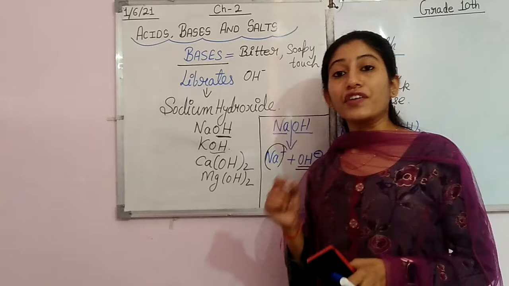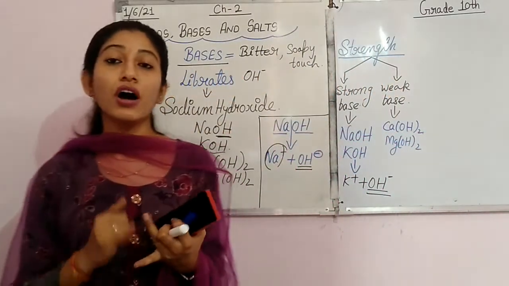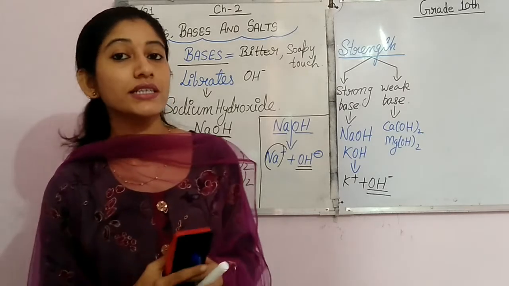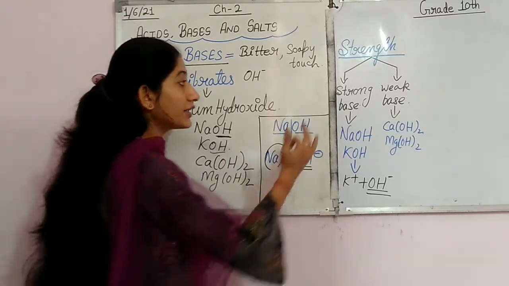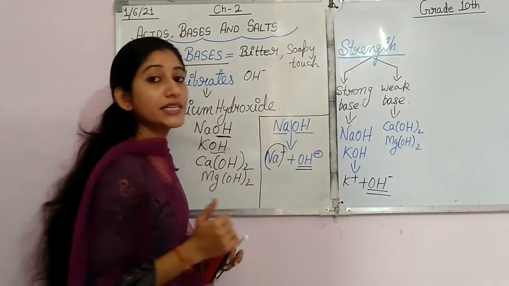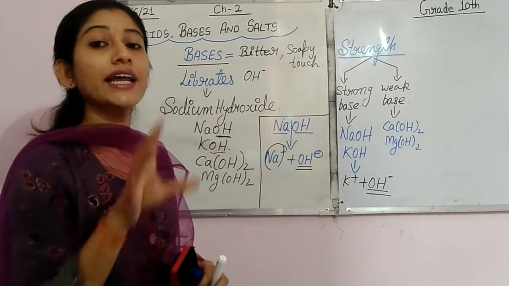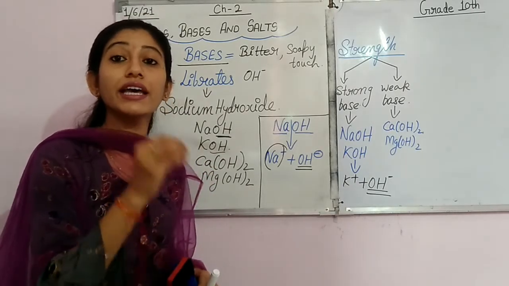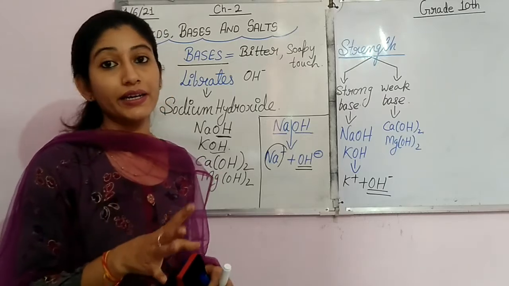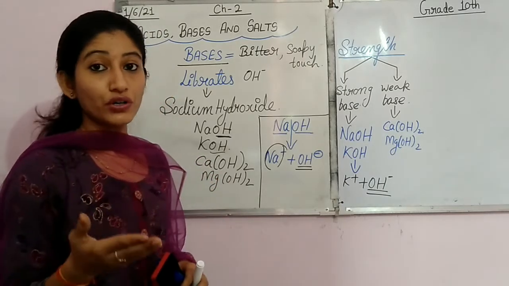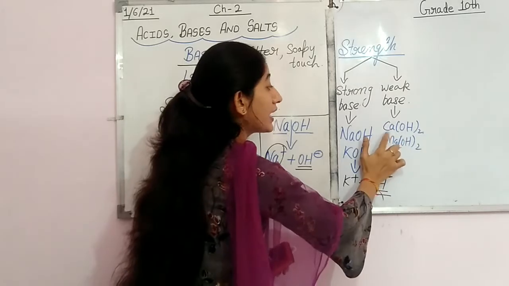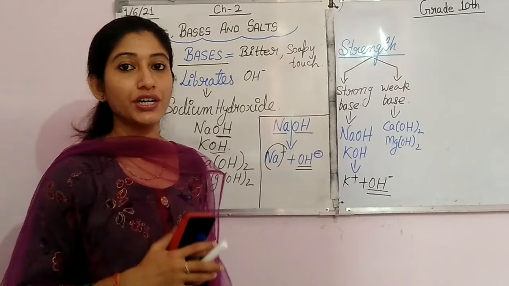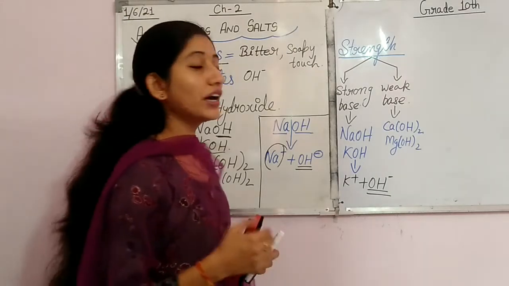Now, as we know about the bases, we have to see according to the strength which bases are the weak bases and which bases are the strong bases. So in terms of strength, we come to know that bases like sodium hydroxide and potassium hydroxide are strong bases because they dissociate completely when we dissolve them in solution. And bases like calcium hydroxide and magnesium hydroxide do not undergo complete dissociation, so they come under the category of the weak bases, right?